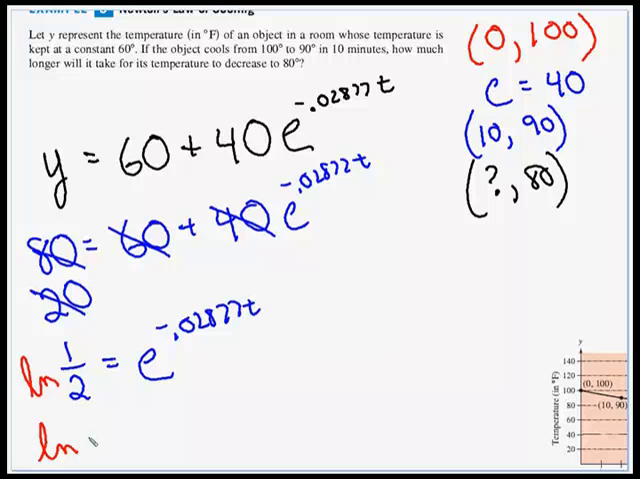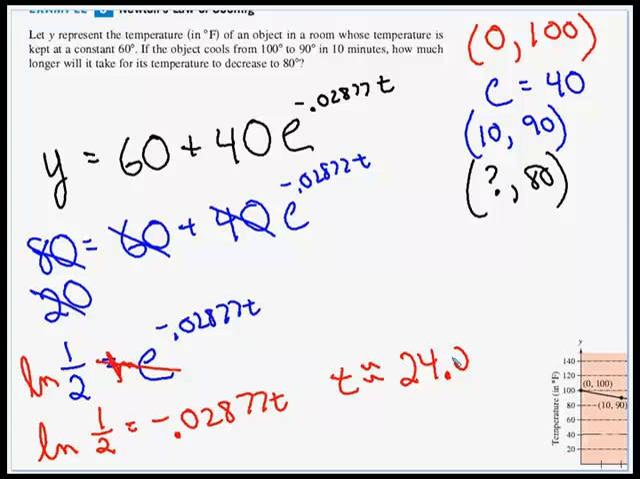The ln of a half is equal to the ln here. We'll cancel with the e. Negative 0.02877 t. And when we divide the natural log of a half by that negative decimal, we're going to get t is approximately 24.09 minutes. So is that the answer to the question?